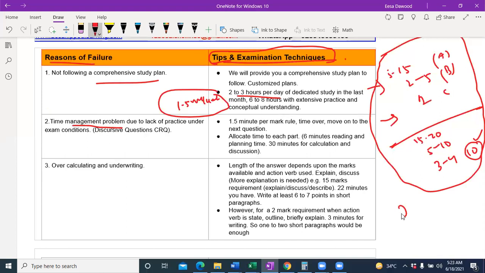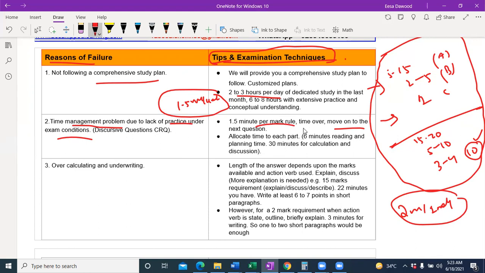Maybe you're still spending 2 minutes per 1 mark. So what kind of learning have you achieved throughout your course? You need to overcome this time management problem, and you need to practice under exam conditions. When time is over, move on to the next question. Don't take extra time, don't write beyond the time. Just move on. Time is over, move on to the next question.